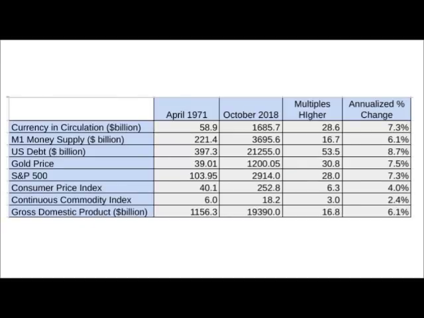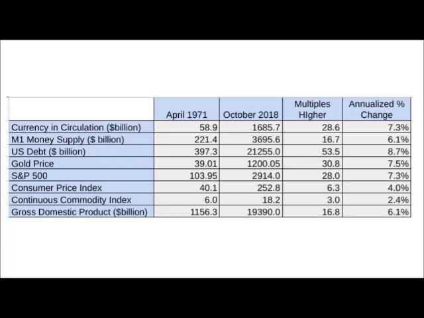Here is a similar table to what I showed in my video from a few weeks ago. I'm showing the starting and ending values for several monetary measures, gold, the CPI, gross domestic product, and the continuous commodity index from 1971 through 2018. I have added the S&P 500 to the table to illustrate that it has also changed in a similar fashion to measures of money supply.